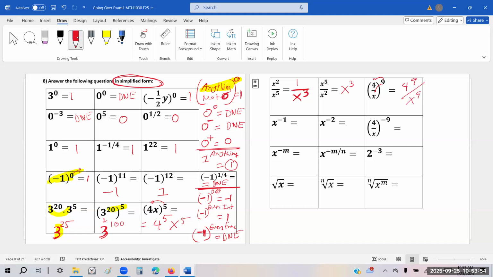Now, same question is on the bottom one, but this time you have a negative power. So for negative power, I showed you the trick. All you have to do is switch your base, flip your base, and then the power becomes positive automatically. So it's x over 4 to the 9, but you also cannot leave it alone because this is not simplified form. The simplified form is x to the 9 over 4 to the 9.